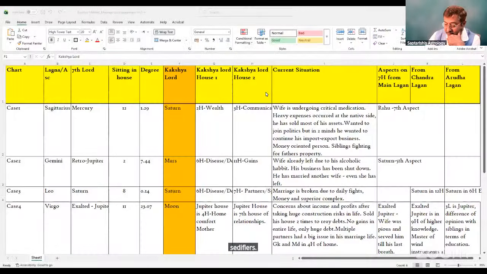This is the Excel sheet Siddesh has sent. Okay, fine. Let's go to the last case. I'll just go. Getting a bit tired today. Couldn't sleep. Case number 5.